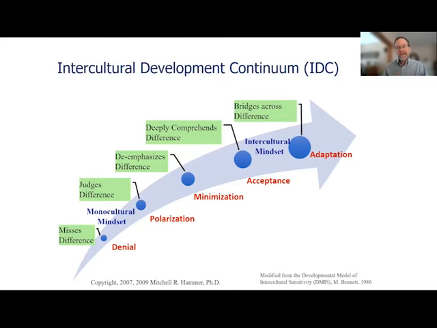If we move out of that as our default, and not everybody has, we move into minimization. And minimization is sort of this pendulum swinging back to commonality. In minimization, we go, you know what? That whole polarization thing, not so much. Don't like that. Don't want to be there.